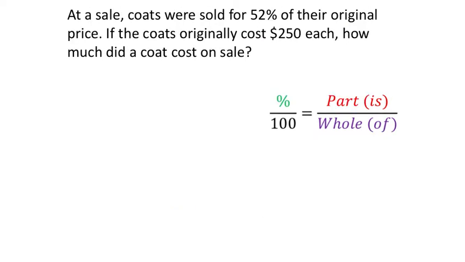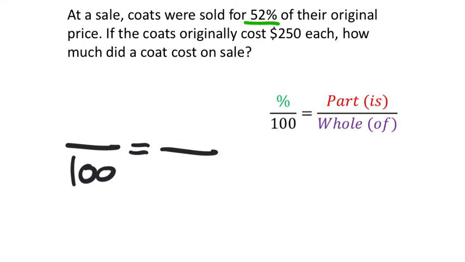At a sale, coats were sold for 52% of their original price. If the coats originally cost $250 each, how much did a coat cost on sale? Well, let's go ahead and set up our proportion, okay? Remember, that's two fraction lines that are equal. And since this is a percent proportion, we know this one's out of 100. In the future, even if we don't know it's a percent proportion, but they give us a percent, we can make a percent proportion out of it. We just know one of those values is going to be 100.